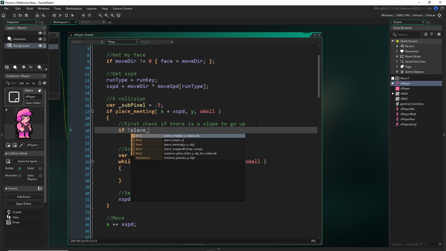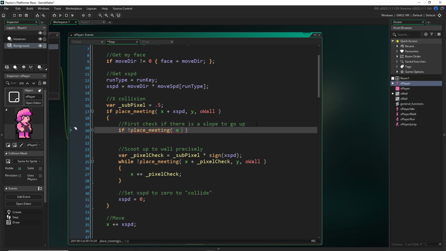If there's not a place meeting, and remember, we're still checking forwards, but we're also going to check upwards with that same X speed that we're moving. That'll give us that 45-degree angle. So if there's not a place meeting where X plus our X speed and Y minus the absolute value of our X speed minus 1 with our object wall.